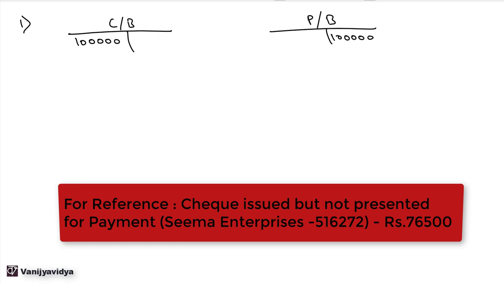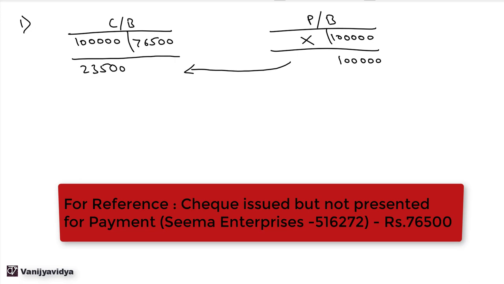Now there was a check which was issued and it was recorded in the cash book in the last month, 76,500. But the same is not appearing in the passbook. So the balance as per cash book is 23,500. Balance as per passbook is 1 lakh. Now we are moving from passbook to cash book. So we have to reduce 76,500 in our bank reconciliation statement.